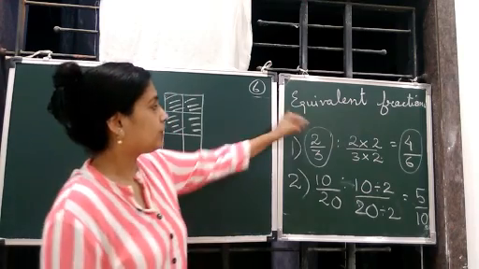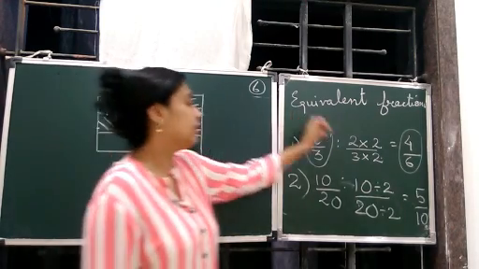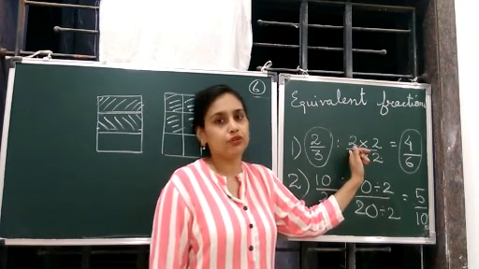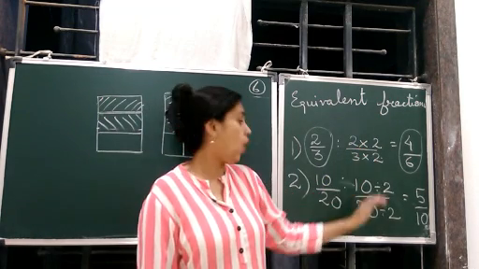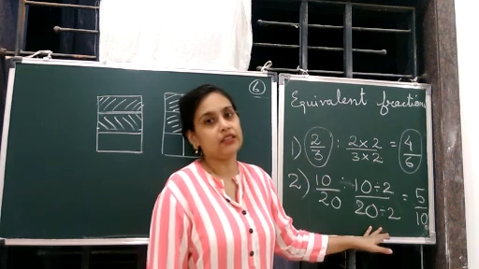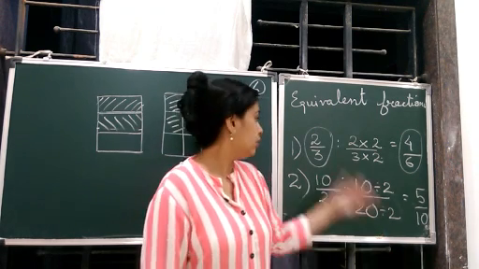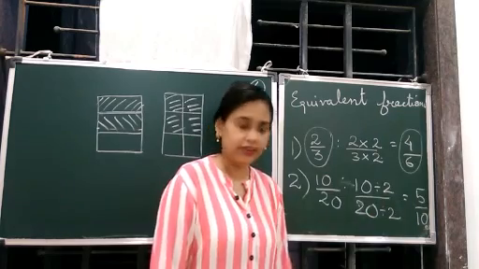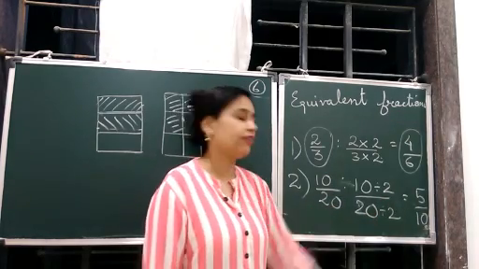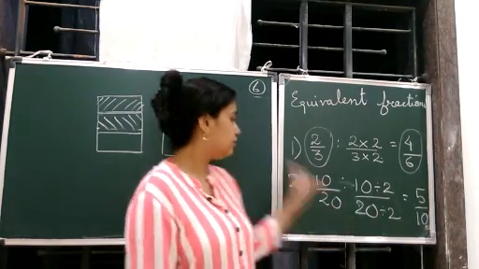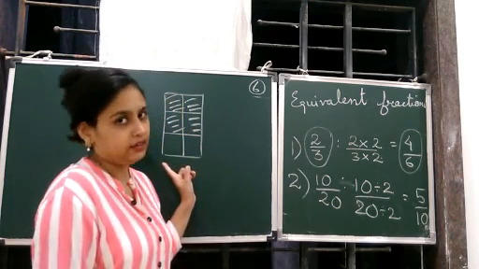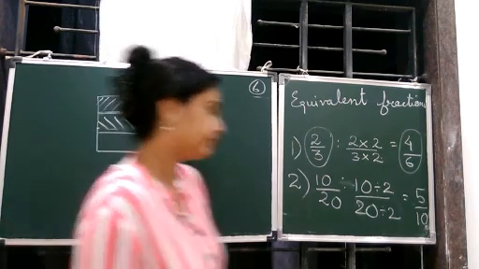So an equivalent fraction is formed either by multiplying the same number to the numerator and denominator, or by dividing the same number to the numerator and to the denominator. So 2/3 and 4/6 are equivalent fractions. 10/20 and 5/10 are equivalent fractions. This can be shown again the same way in the pictorial form.